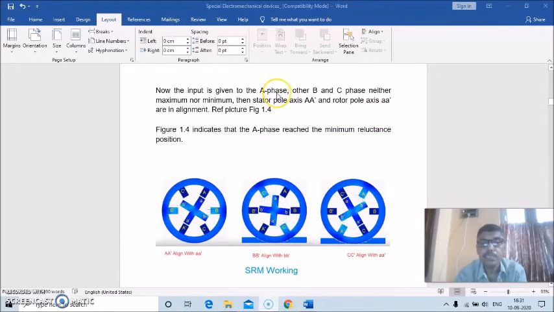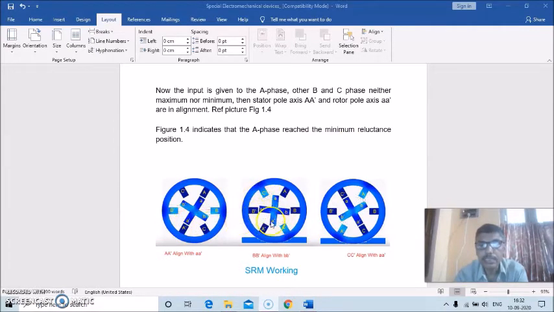Now the input is given to the A phase, and the other B and C phases are neither maximum nor minimum, and then the stator pole axis AA dash and the rotor pole axis aa dash are in alignment. So this is the picture. This A dash is the stator poles, and this small a dash is the rotor poles. They are in alignment. Okay, it is aligned. Now this figure indicates that it has reached the minimum reluctance position.